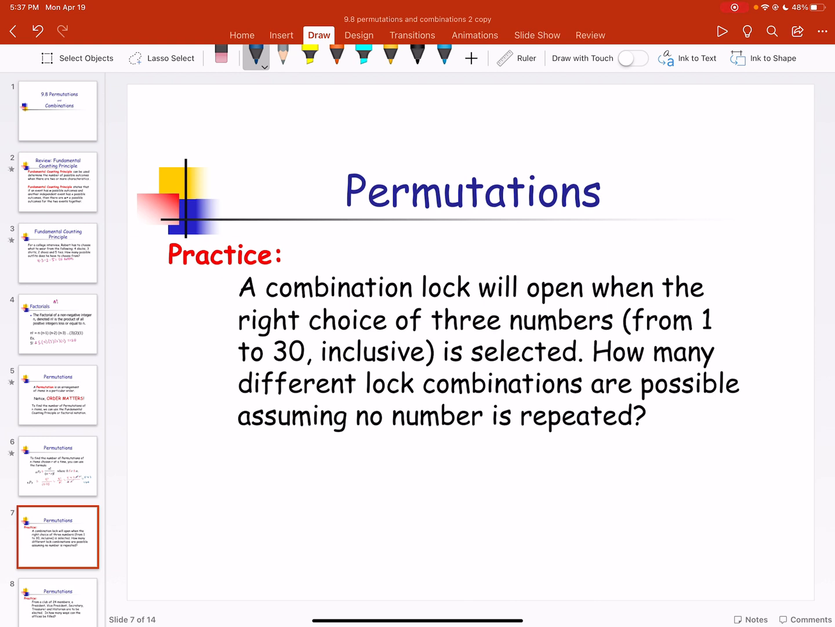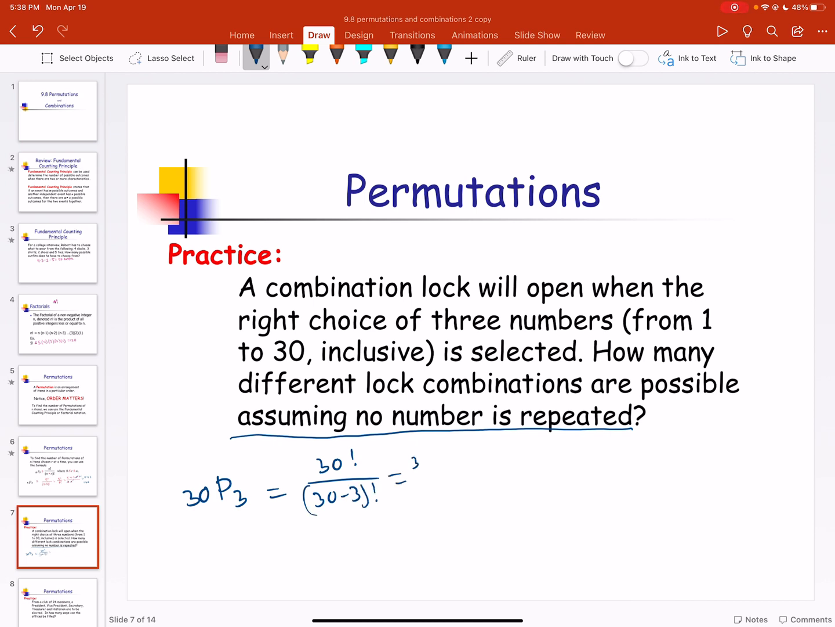Also, it's really important here that we say assuming no numbers are repeated, because your permutation is going to change if you have numbers that can be repeated multiple times. So that's going to be 30 permutation 3. We want to choose a distinct 3 from those 30 numbers. That's going to be equal to, again, 30 factorial over 30 minus 3 factorial.